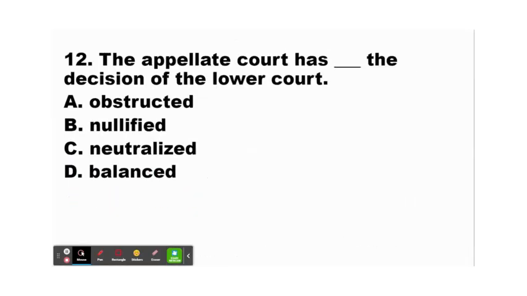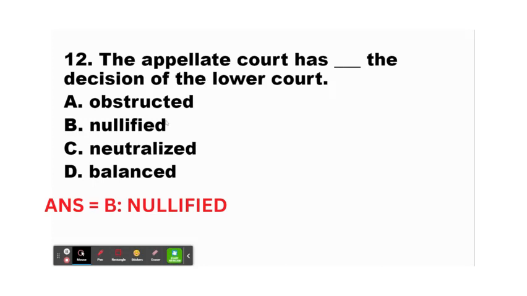Number 12, the appellate court has dash the decision of the lower court. A, obstructed, B, nullified, C, neutralized, D, balanced. Appellate court is appeal court, and that is the upper court that has the power to nullify or approve whatever decision the lower court has made when there is an appeal. Option B is correct, nullified. The appellate court has nullified the decision of the lower court.